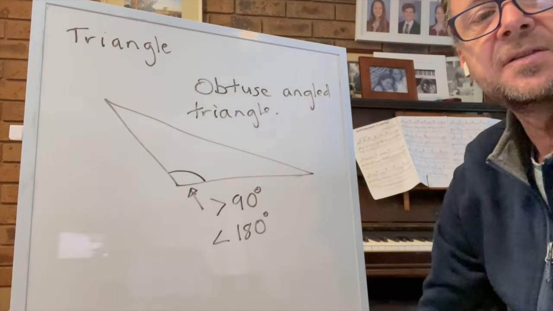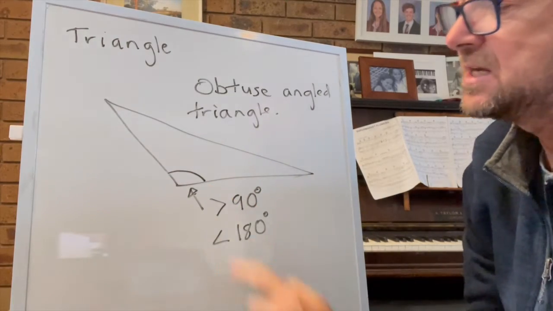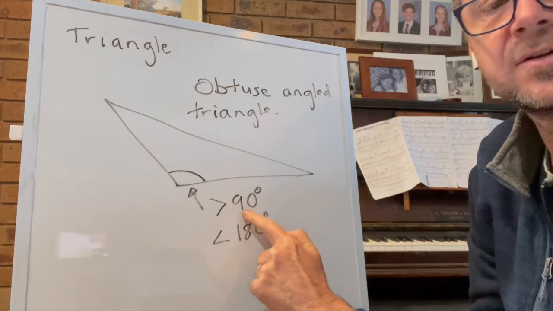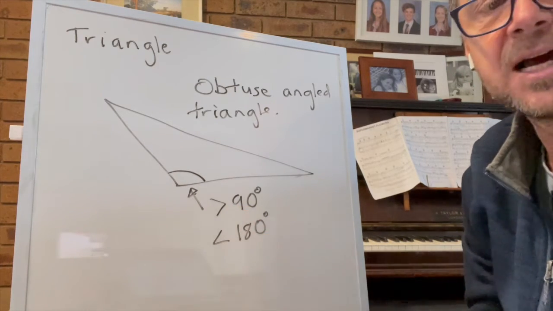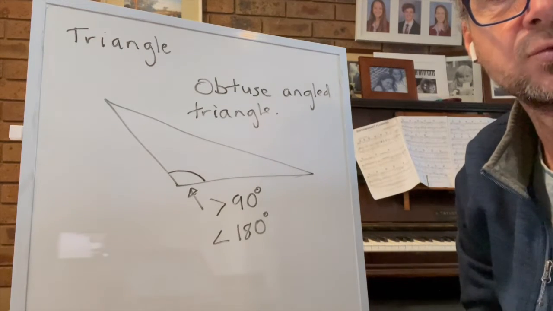Okay, so we can see in this triangle we have a different sort of fanning out of the sides. We have this angle here which is greater than 90 degrees, but it is less than 180 degrees. So this can be described as an obtuse angled triangle.